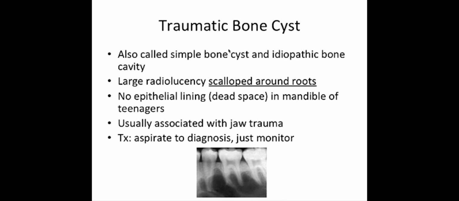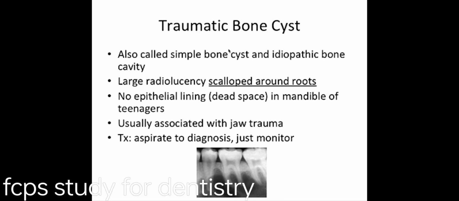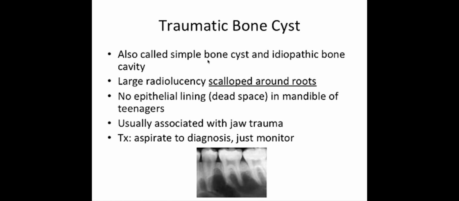And lastly, we have traumatic bone cyst, which is another favorite of test makers. It's also called simple bone cyst and idiopathic bone cavity, which are important synonyms. It's a large radiolucency and it scallops around roots. That's probably the most important thing you need to know about this one.